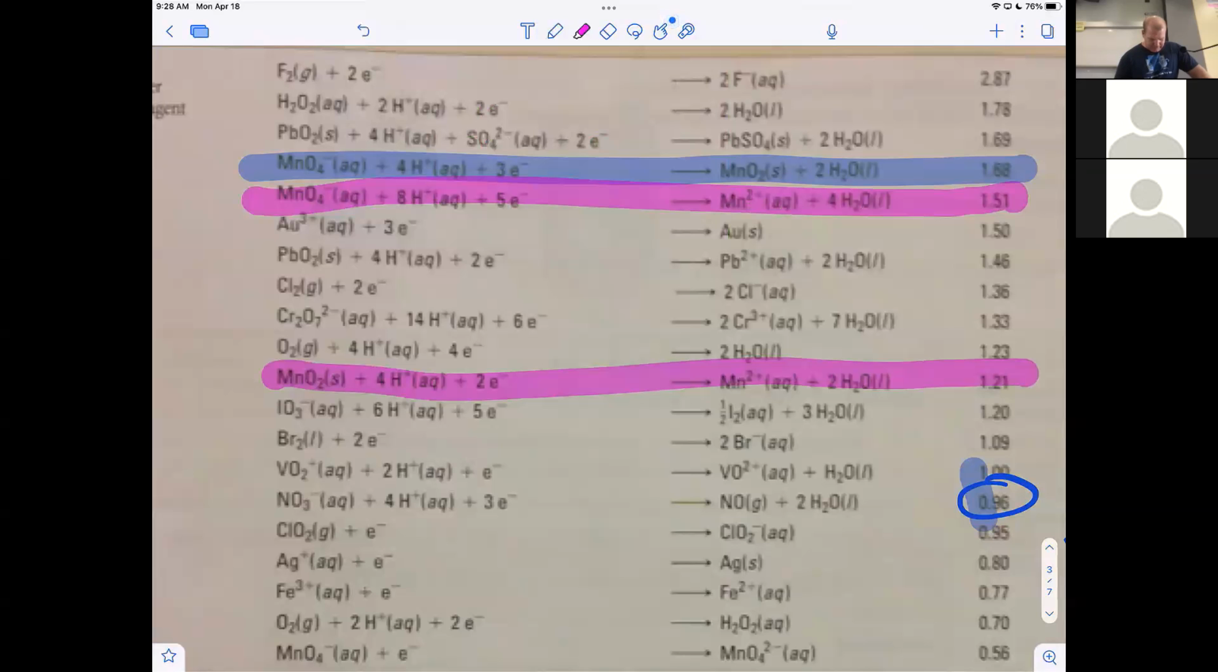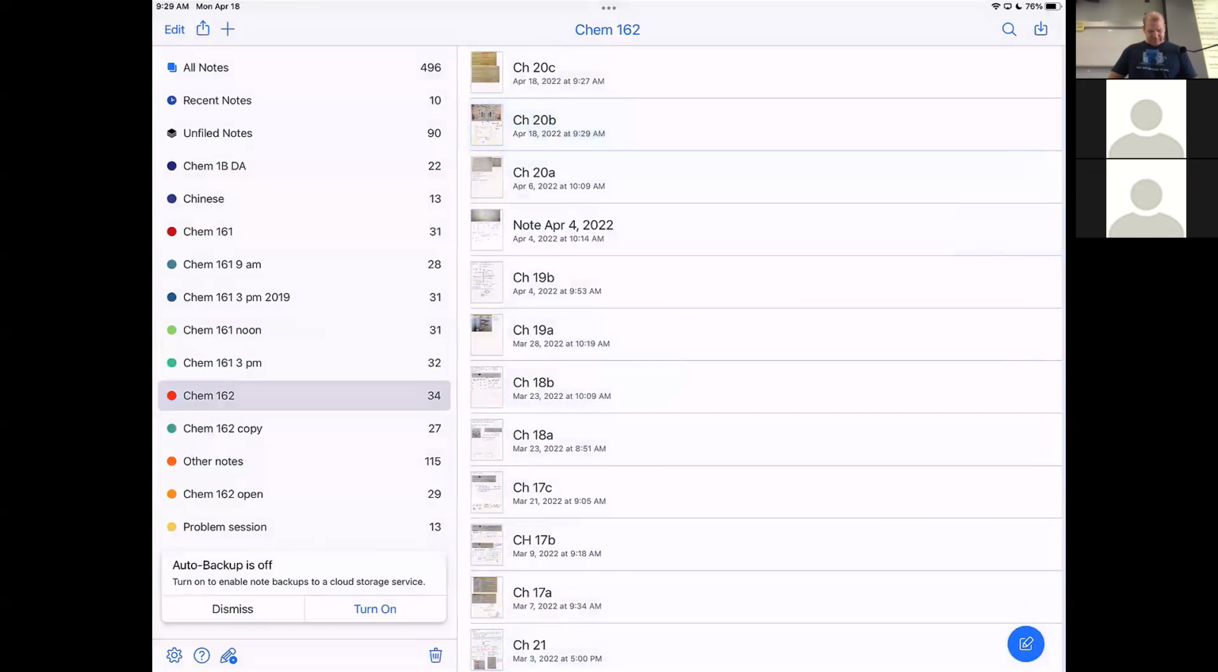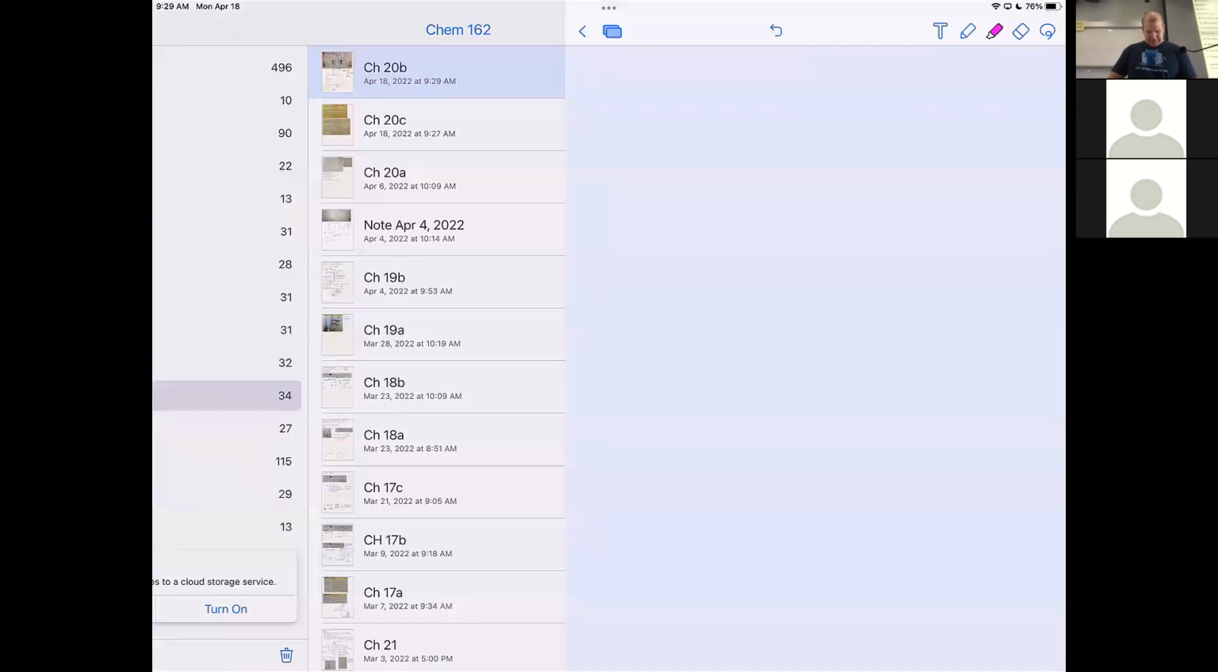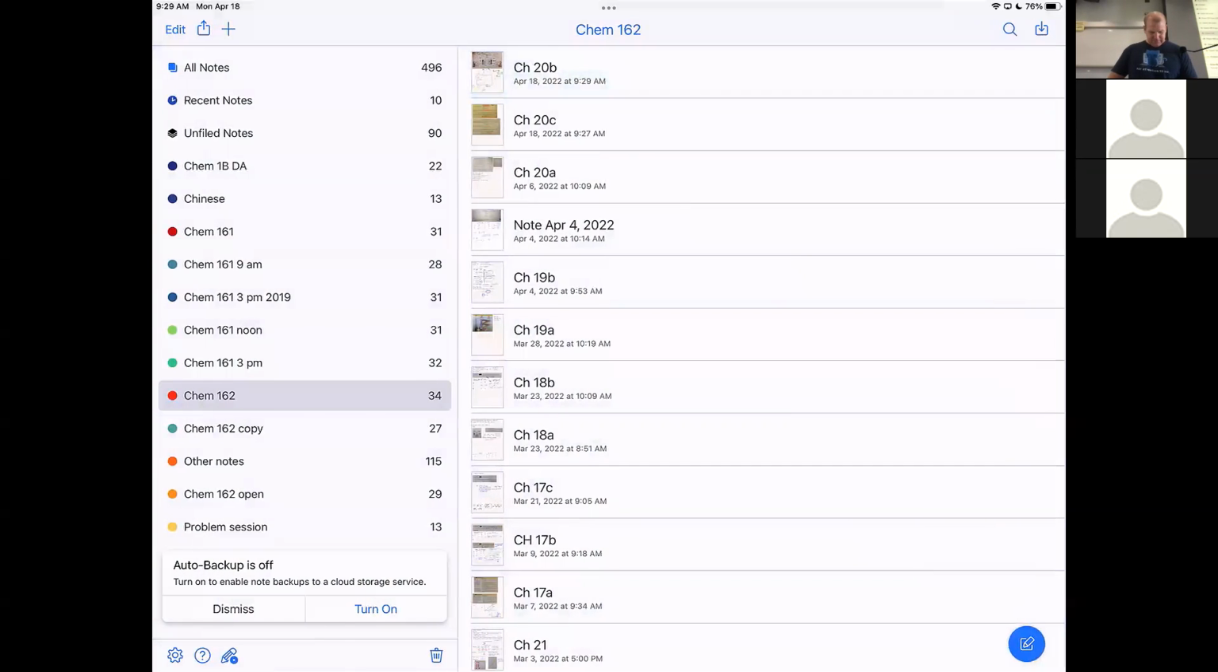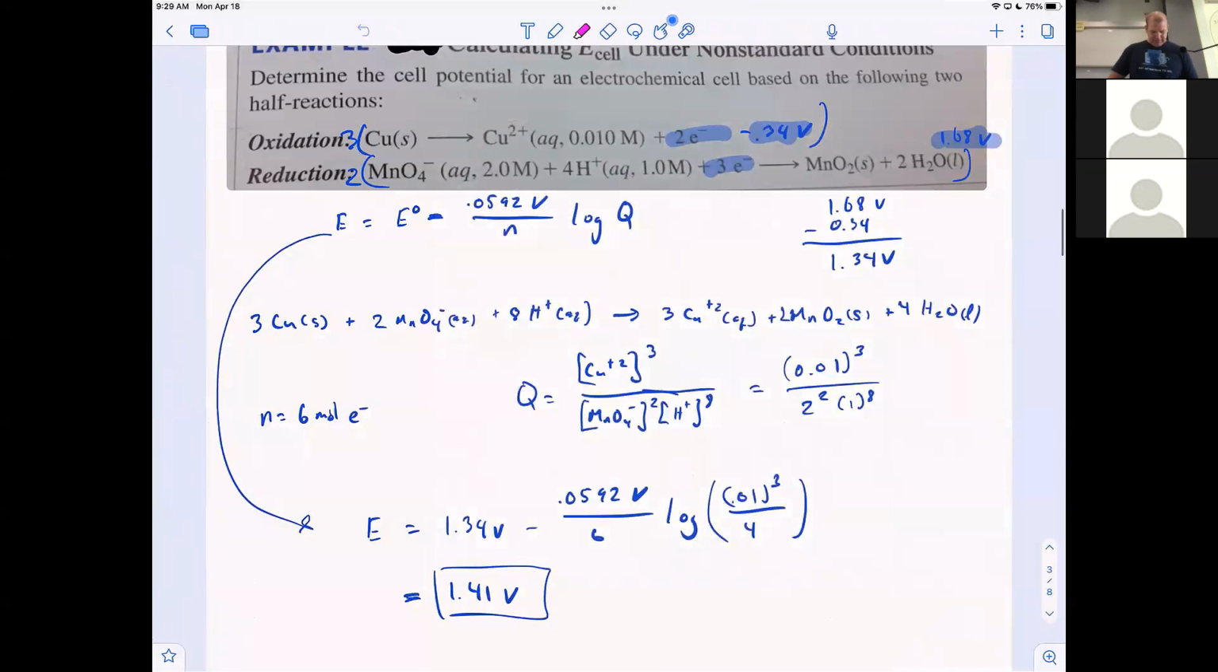So, oh, and there's another one here. So you have to make sure you pick the right one. And you have to look at the one that we're using, the one I highlighted in the top in blue. And it's 1.68 volts. So make sure you get the right one. Make sure you get the proper one there, 1.68 volts.